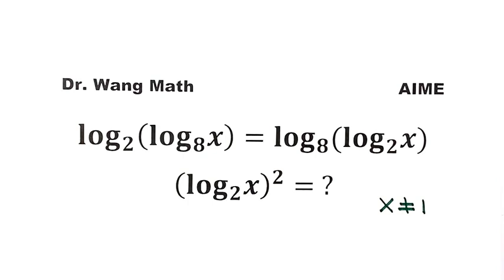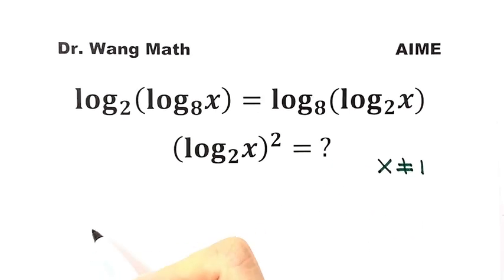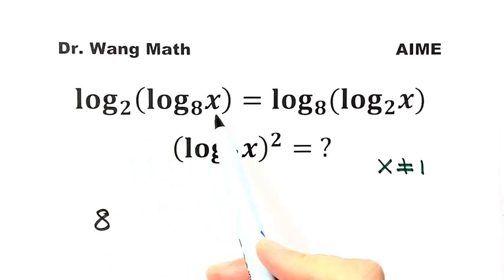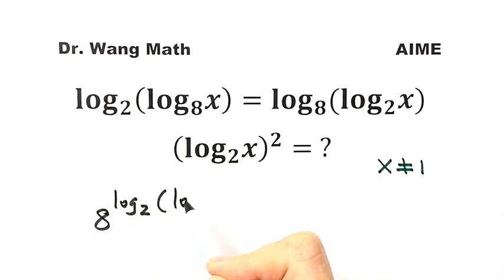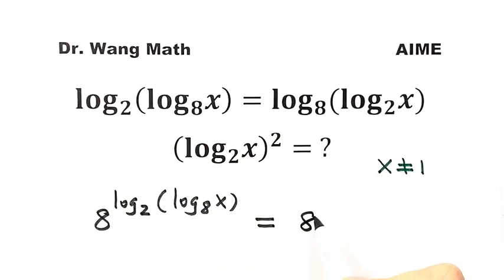Then how do we solve this log equation? Because here we have log base 8, here log base 2. The first step, we're going to raise both sides as exponent with base 8. So we put a base 8 here, then put the left hand side as exponent: log base 2 of log base 8 of x. Then equals, put 8 here, then put the whole right hand side as exponent: log base 8 of log base 2 of x.